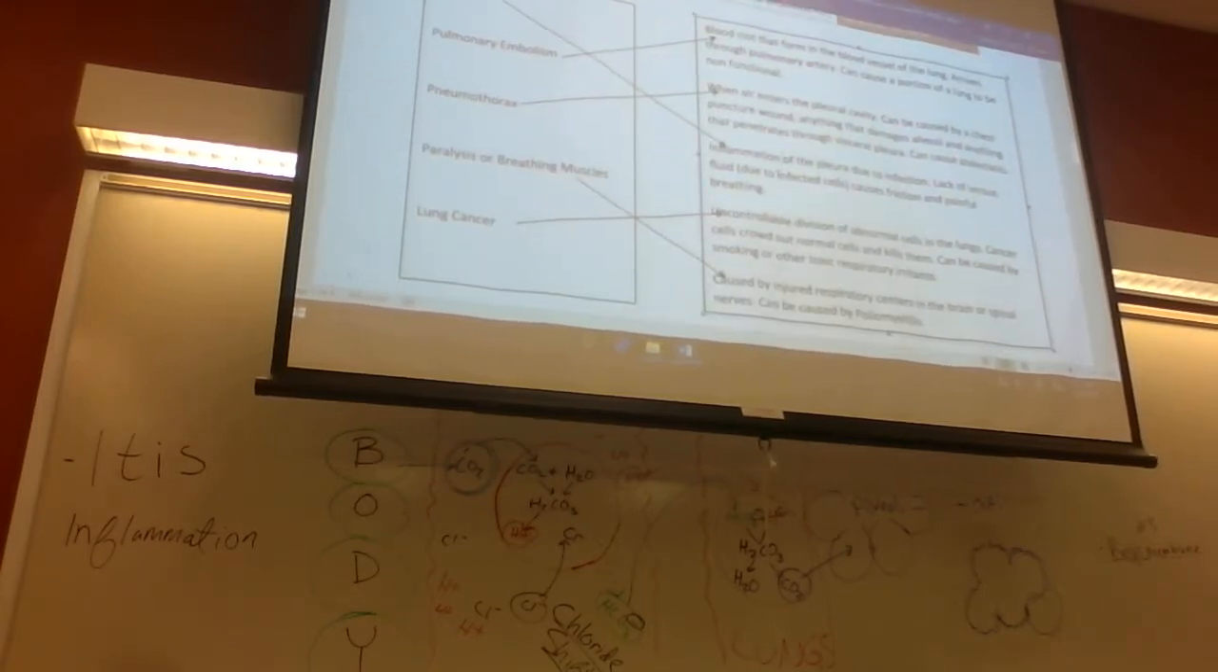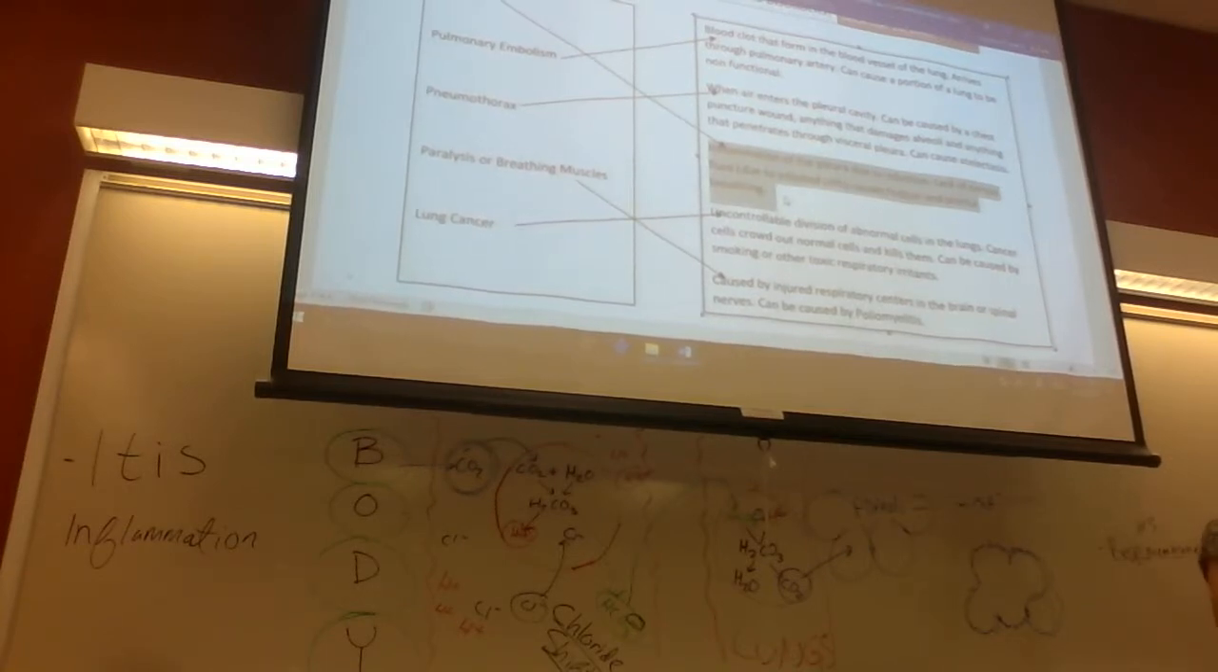So pleurisy. Pleurisy. It's a funny way to say it. This is inflammation of the pleura due to infection, lack of serous fluid, because the cells are infected. And if you lack that serous fluid, remember we were talking about how your lungs could rub up against each other. We like those type 2 septal cells because they produce surfactant in the alveoli.